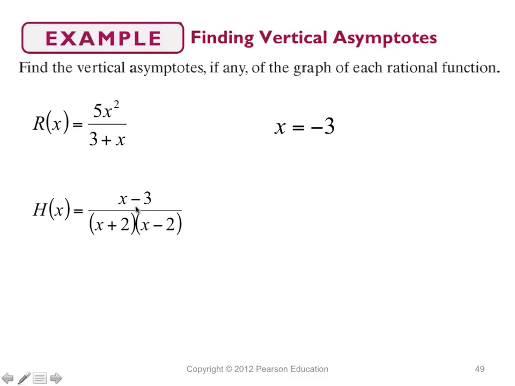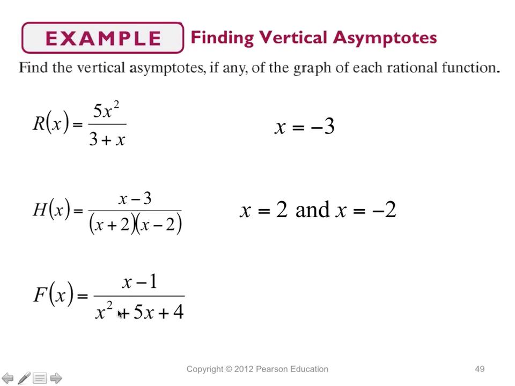If we have this one right here, we have h of x equals x minus 3 over x plus 2 times x minus 2. We set our denominator equal to 0, and we just get x equals 2 and x equals negative 2 from each of these pieces. And if we look at one more here, we have f of x equals x minus 1 over x squared plus 5x plus 4. We need to go ahead and factor this. This would factor into x plus 4 times x plus 1. So the zeros that you would actually get if you set that equal to 0 are x equals negative 4 and x equals negative 1.